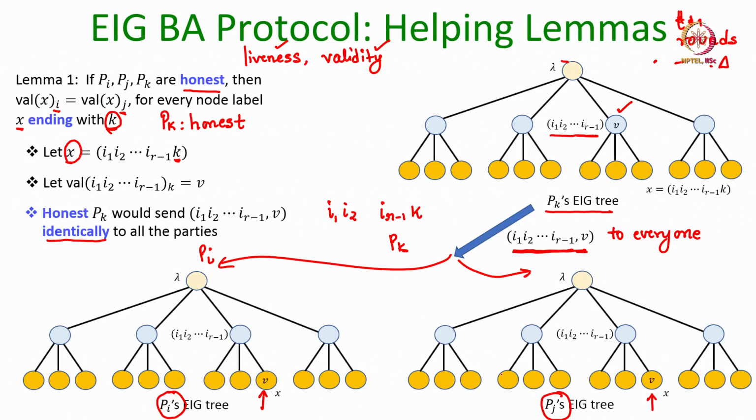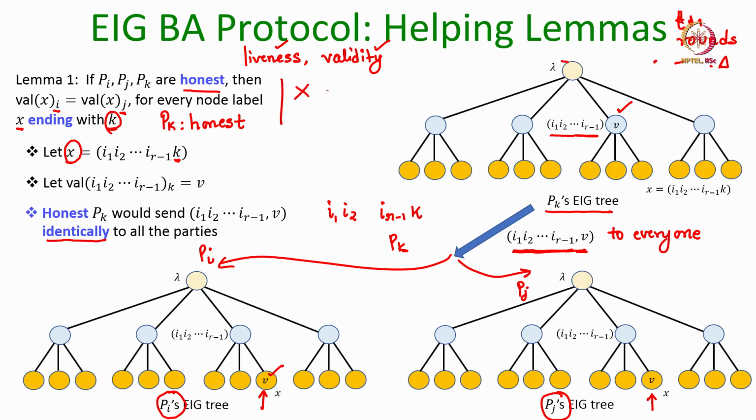what will pi do? Pi will assign the value v to the node labeled x, and since pj also would have received the same message from pk, it will assign the value v to the node with label x in its copy of the EIG tree, and this holds for other honest parties as well. So, if we take any honest party, in their respective copies of the EIG tree, the value v will be assigned to the node whose label ends with the index k, where k is an honest party. This lemma does not hold if pk is corrupt.